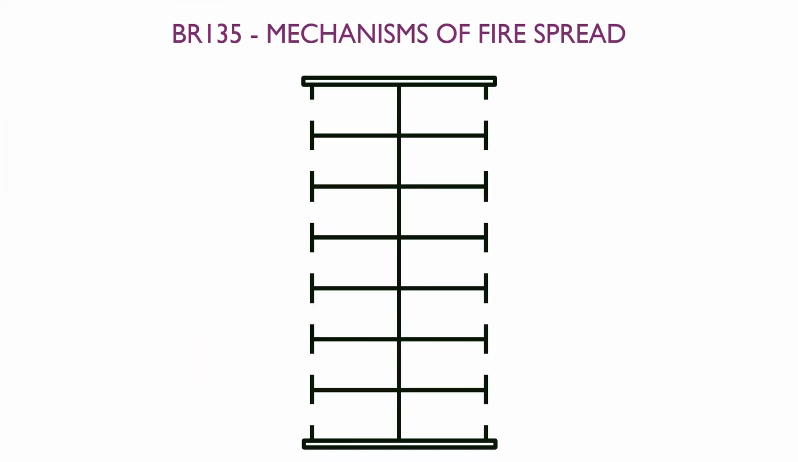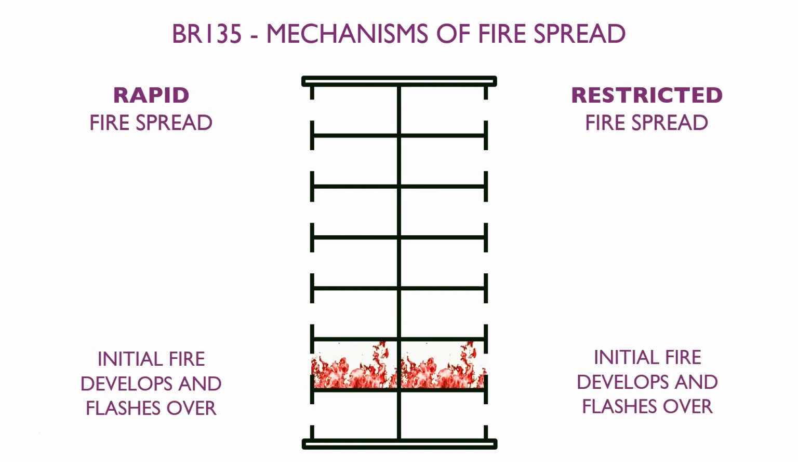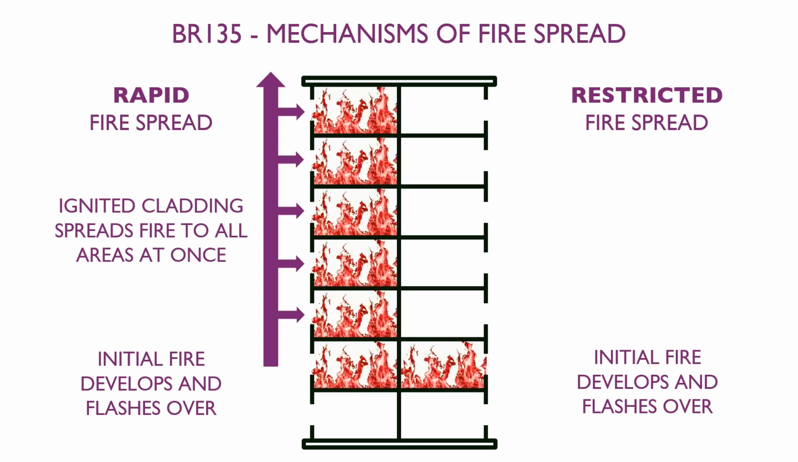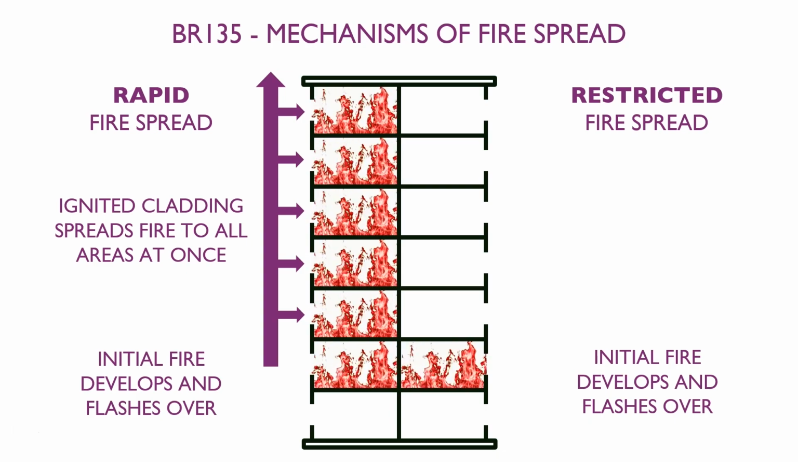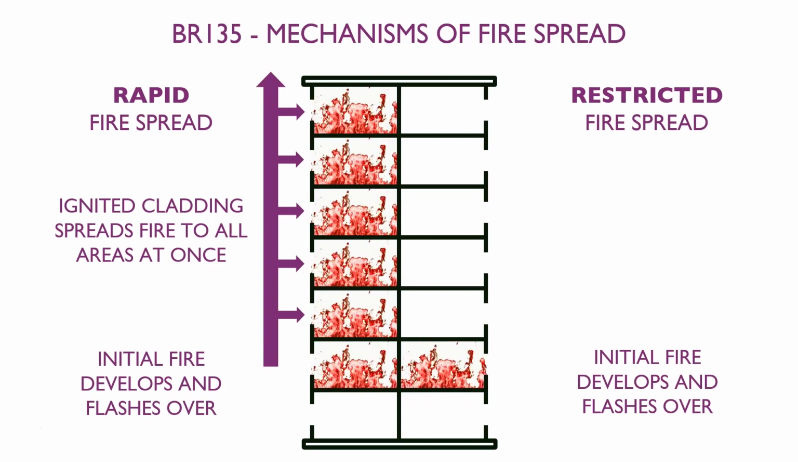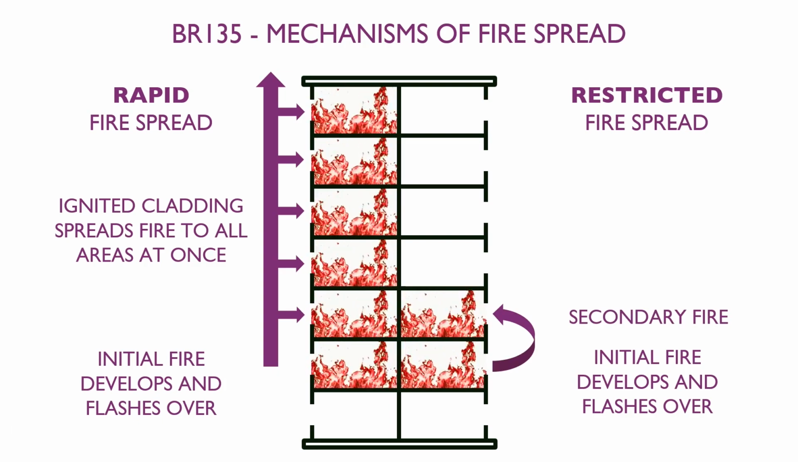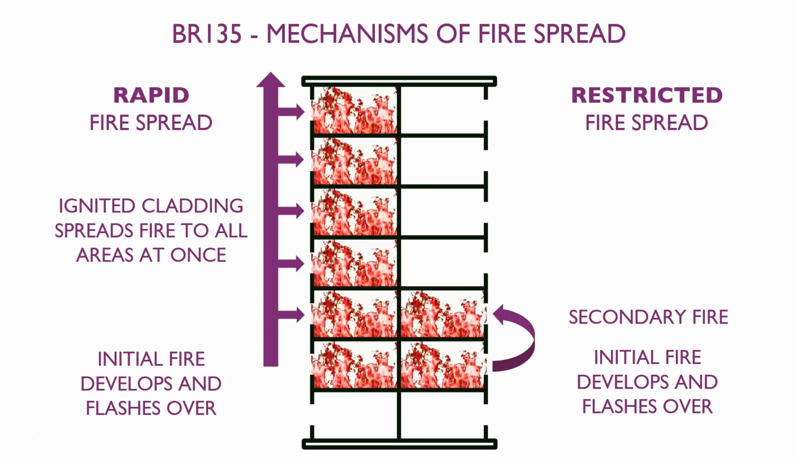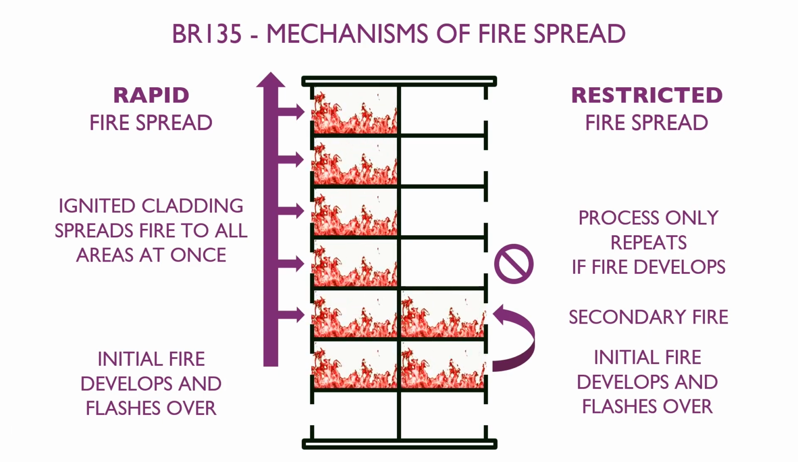The BR 135 guidance document uses the following model to illustrate the development of a fire. A rapid fire spread occurs when an initial fire develops and flashes over, and is then spread to all areas simultaneously by the outer cladding layers. This then starts fires across all areas of the building. In cases of restricted fire spread, the initial fire develops and flashes over, but is then either contained or will ignite a single secondary fire directly adjacent. The fire will only develop further if this secondary fire also develops. This is a much slower process.